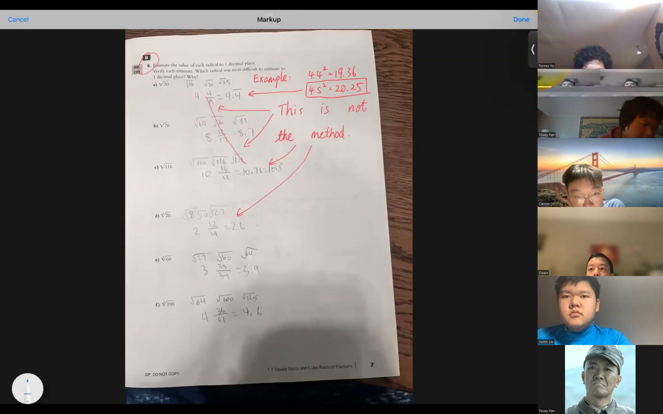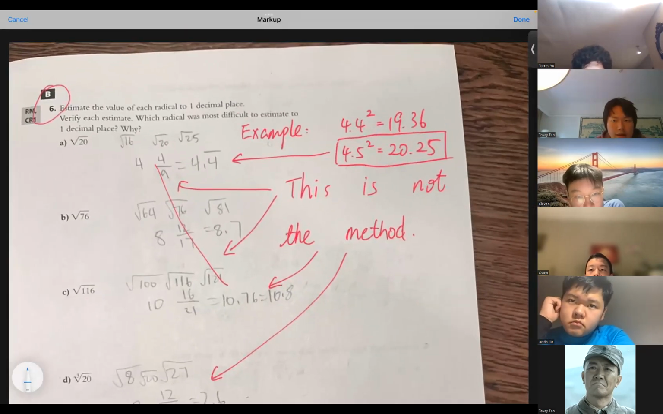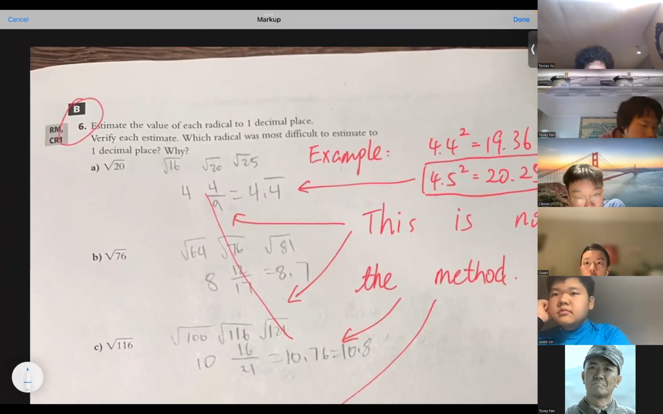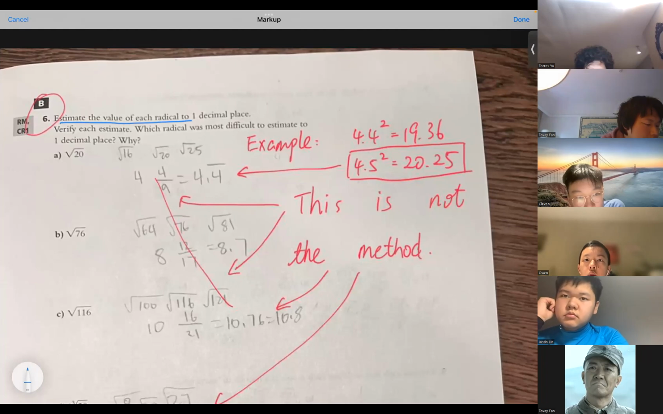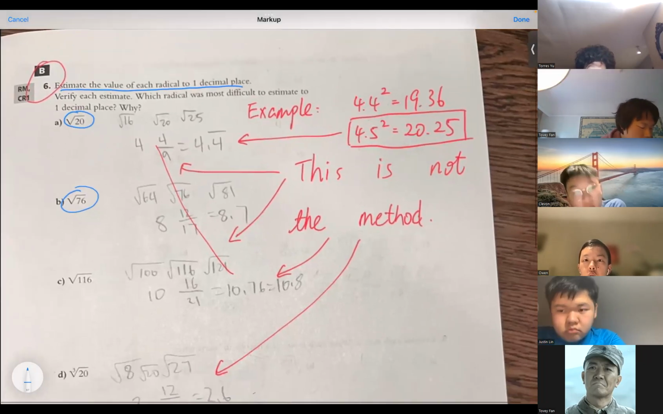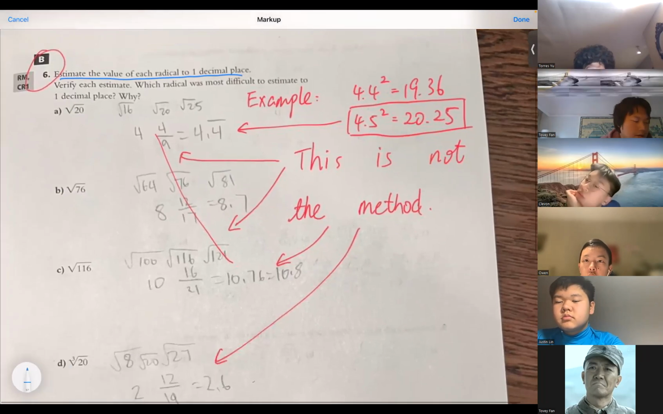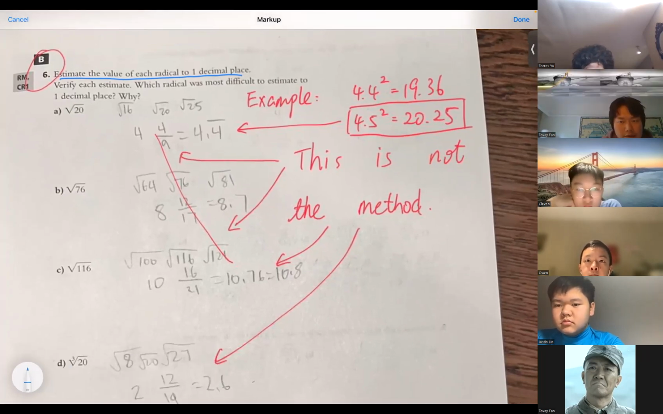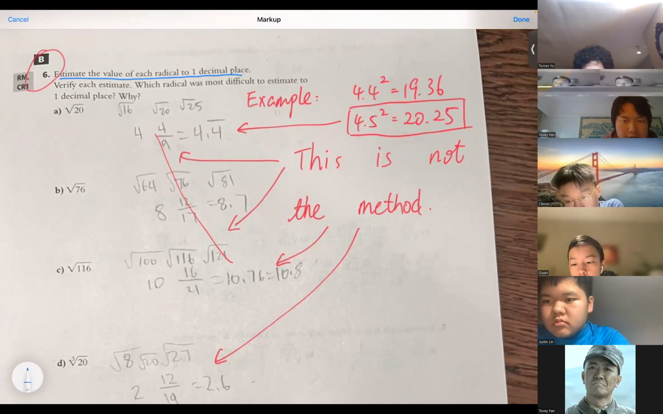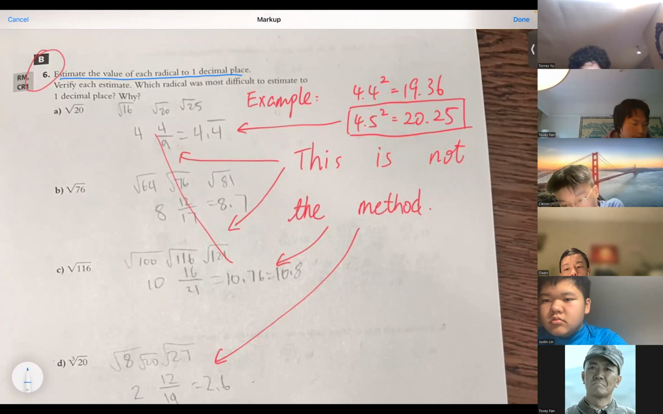And let's look at this. So, Justin's inventories. Look at the question first. The question is asking us to estimate the value of each radical to 1 decimal place, like root 20, root 76, all the radicals that are not perfect squares, right? If they're not perfect squares, without a calculator, you don't know the exact value, but how do you estimate them to 1 decimal place or 2 or 3 decimal places? Okay, how do we do that?